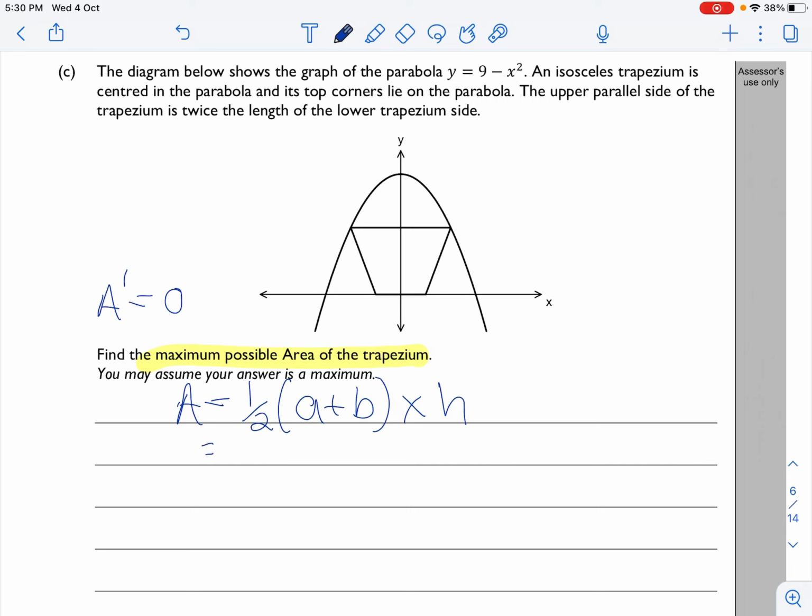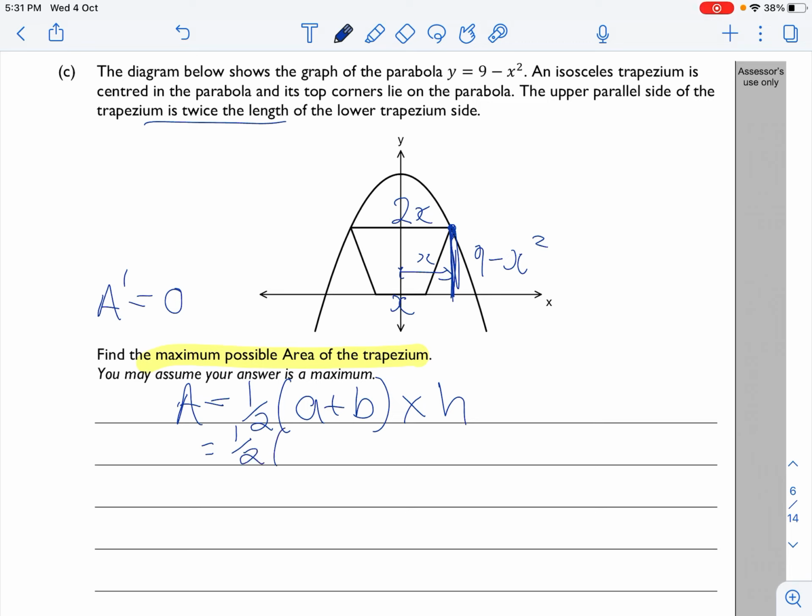Okay, so here we've got this point here. If we drop that down there, that's going to be our x. So the length of that whole side is going to be 2x. We were told that that's twice the length of the lower trapezium side, so that means this side is going to be x. If that is x from the y-axis to there, this is my y value here. So the height is going to be 9 minus x squared to get to that point there.